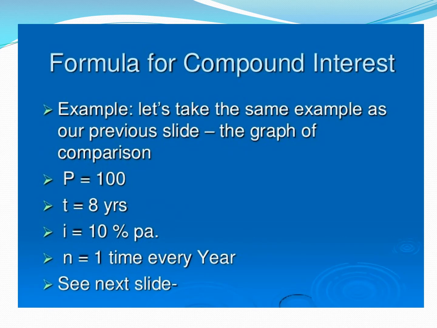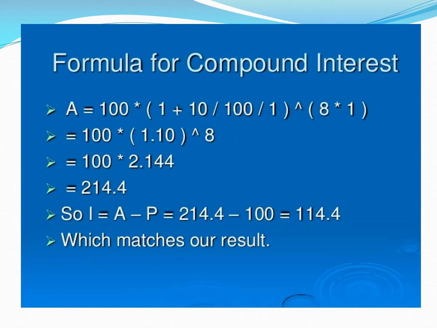For the example, let's take the same example as the previous slide, the graph of comparison: P equals 100, T equals 8 years, I equals 10% per annum, and N equals 1 time every year. Therefore, A equals 100 into (1 plus 10 by 100 divided by 1) to the power of 8 into 1. Simplified, 100 into 1.10 to the power of 8, because 8 into 1 is 8.